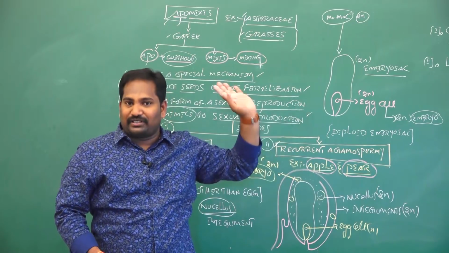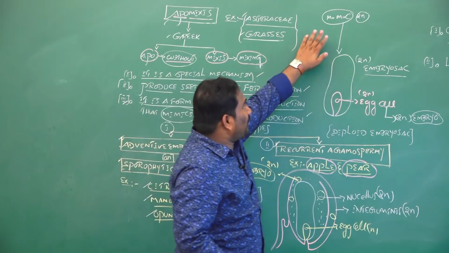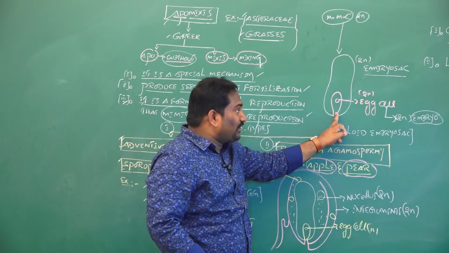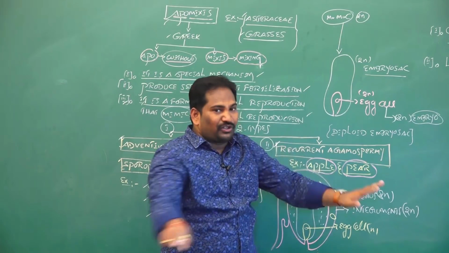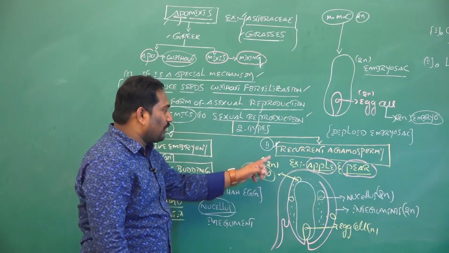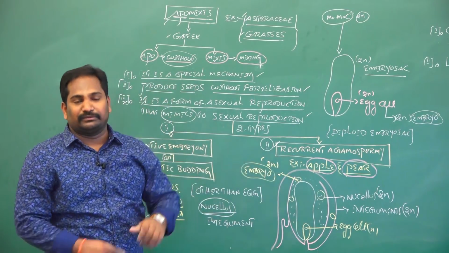Then egg cell is haploid. But in this case, the diploid megaspore mother cell directly develops into diploid embryo sac and it has the diploid egg cell. That diploid egg cell without fertilization develops into diploid embryo. This kind of apomixis is called recurrent agamospermy.